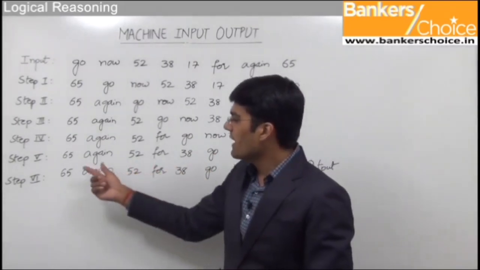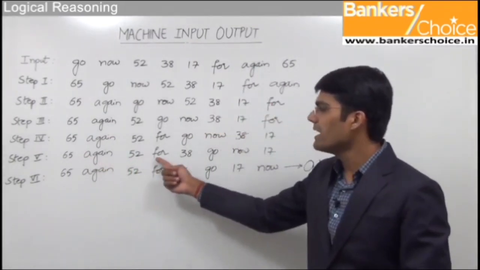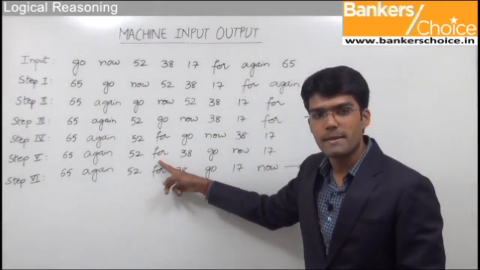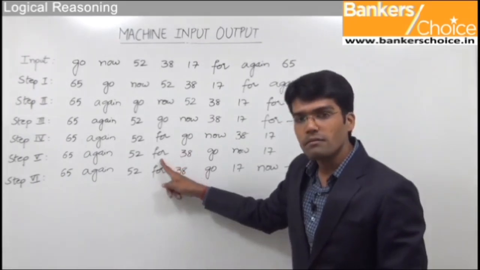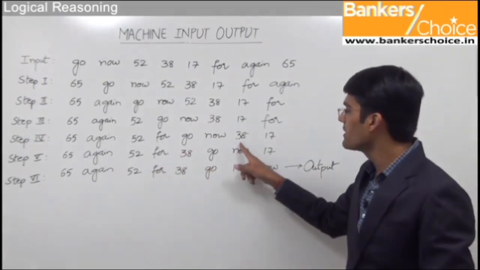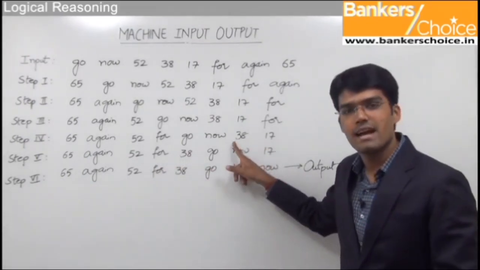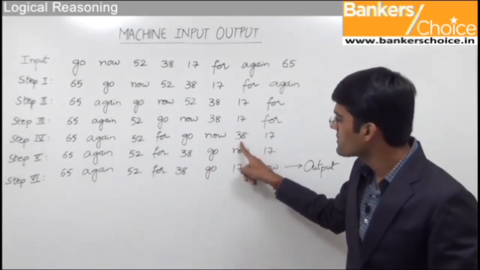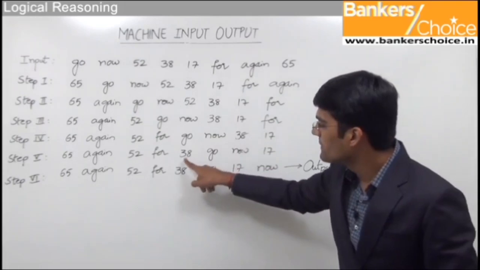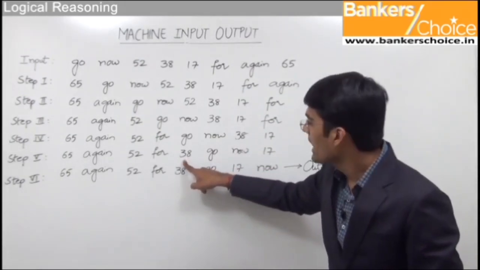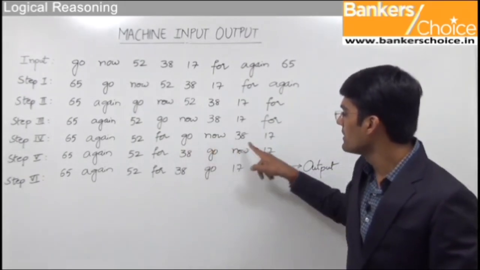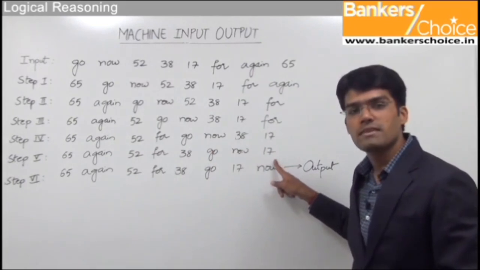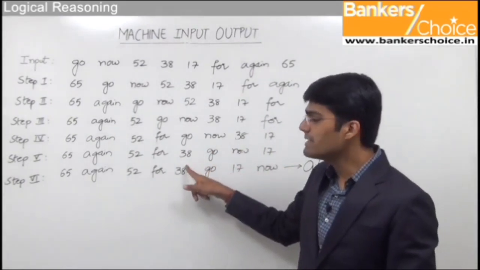Now let us look at step 5. Already the first 4 elements are in proper places till step 4. After for we need a number, and that number here should be 38 as it is the higher number. So 38 is brought from the last but one position in step 4 to 5th position in step 5. And the remaining elements, that is go, now and 17 have been pushed aside. So that completes step 5.